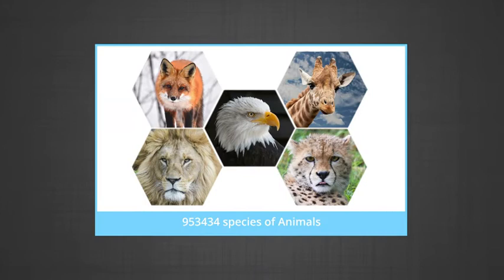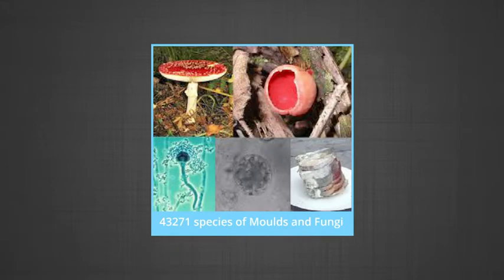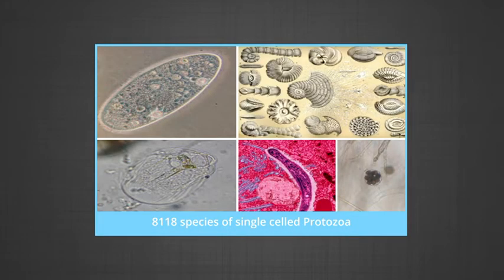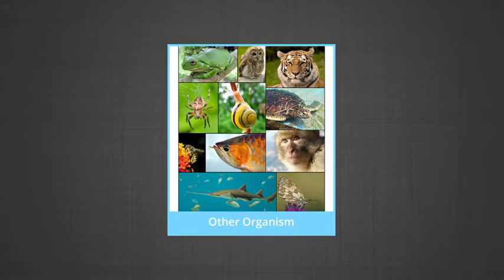The fact is that biologists have recorded about 9,53,434 species of animals, 2,15,644 species of plants, 43,271 species of molds and fungi, 8,118 species of single-celled protozoans, and 13,033 species of chromists, including brown algae, diatoms, and water molds. However, there are many more millions yet to be described.